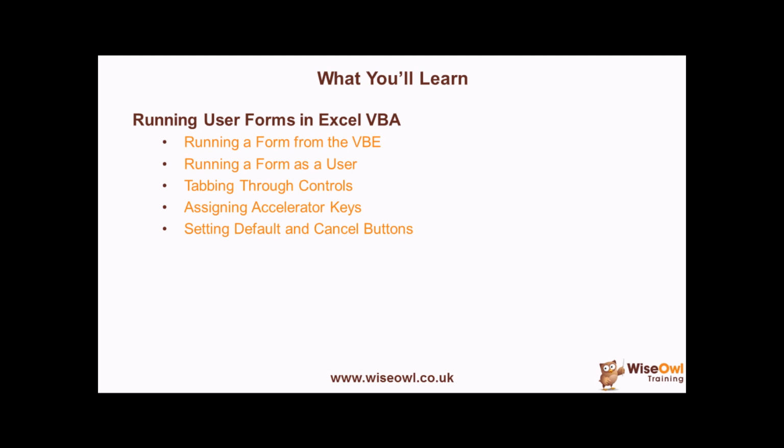When the form's running, we'll look at how you can tab through controls and how you can control the tab order and whether a control should be tabbable in the first place. We'll also mention how you can assign accelerator keys to controls, so your users have a quick keyboard shortcut way to jump to a specific control. Finally, we'll talk about how you can set up default and cancel buttons on the form, which sets default actions for the enter key and the escape key on your keyboard. So let's get started.